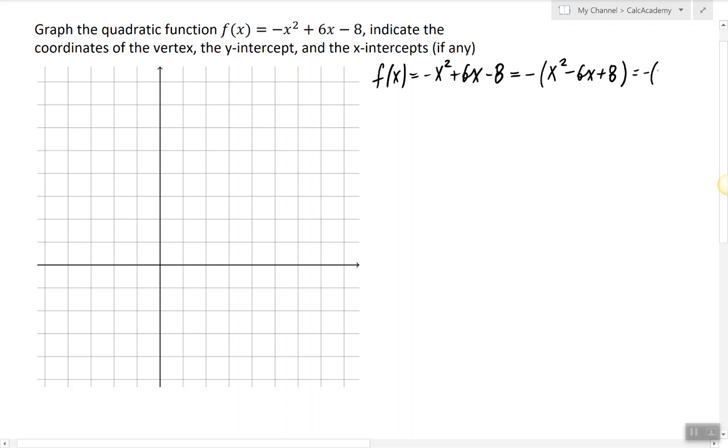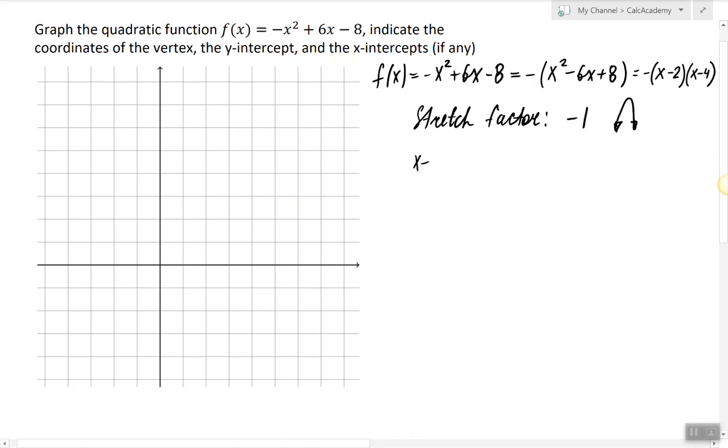So the function written in factored form looks like negative times (x minus 2) times (x minus 4). So from this form, I immediately identify two things. First is the stretch factor. The stretch factor is -1, and that means my parabola opens down and has no stretch. So it's just a standard parabola.